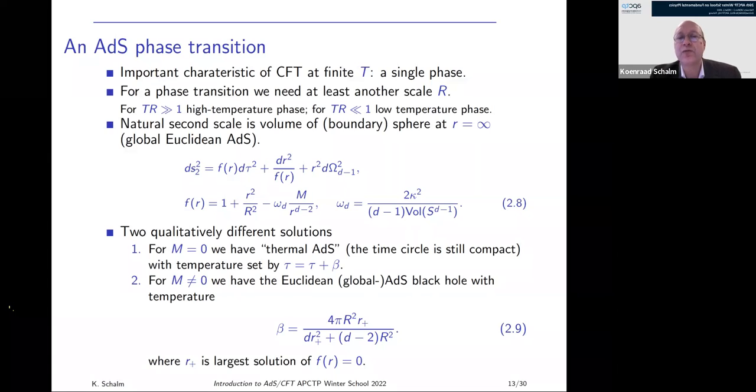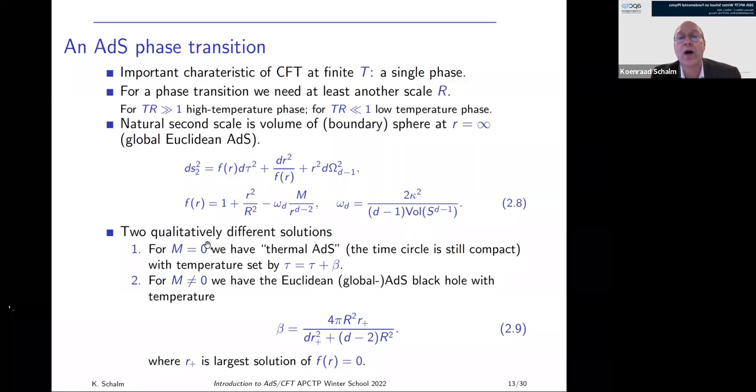Now, that's one solution that you have, right? But you can also simply consider global ADS. Remember, the time direction was just the time direction that goes around. And I could just naively, blatantly make that time direction periodic. That is another solution, called thermal ADS, right? Essentially, it's nothing more than the black hole solution where you put the mass of the black hole to 0. Indeed, if you put m to 0 here, you recognize this as the global ADS solution, with the only thing being that I've Euclideanized time and artificially made it periodic.